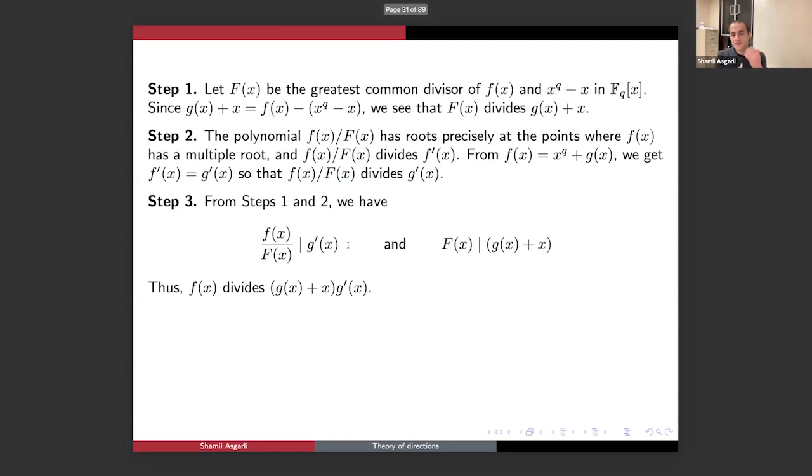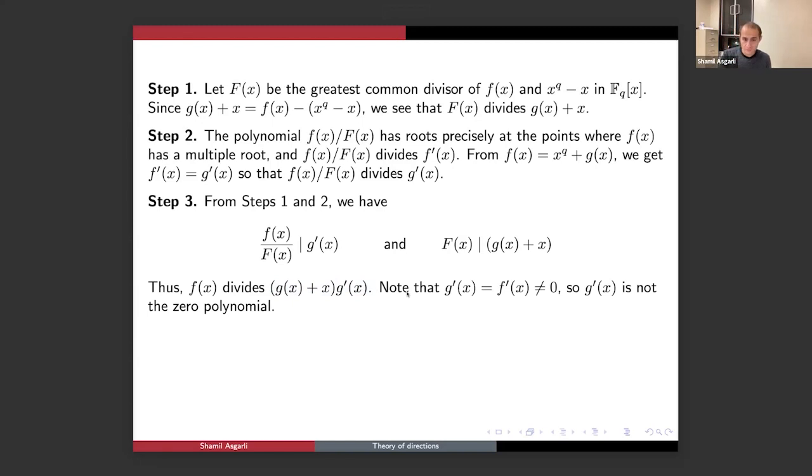Okay, so now we're almost done. We do have to be careful to take into account whether each of these could ever be 0. Well, the g prime term cannot be the 0 polynomial. Why is that? Well, because g prime is equal to f prime, as we saw earlier. And we know that f prime is not 0 identically because of the hypothesis. So g prime of x is not the 0 polynomial.